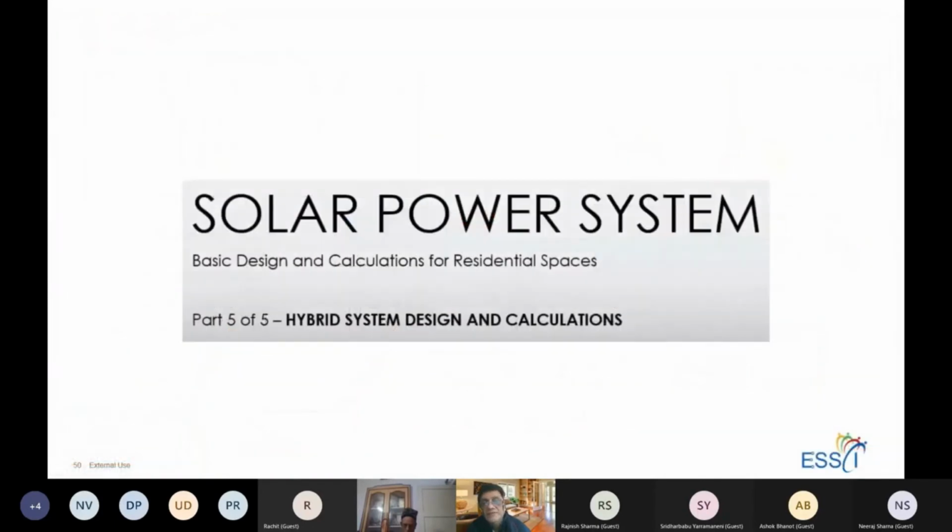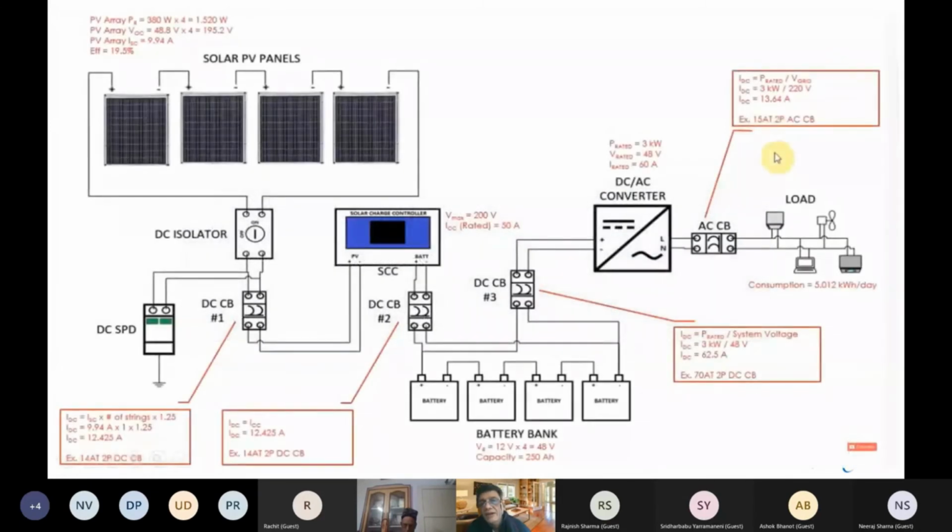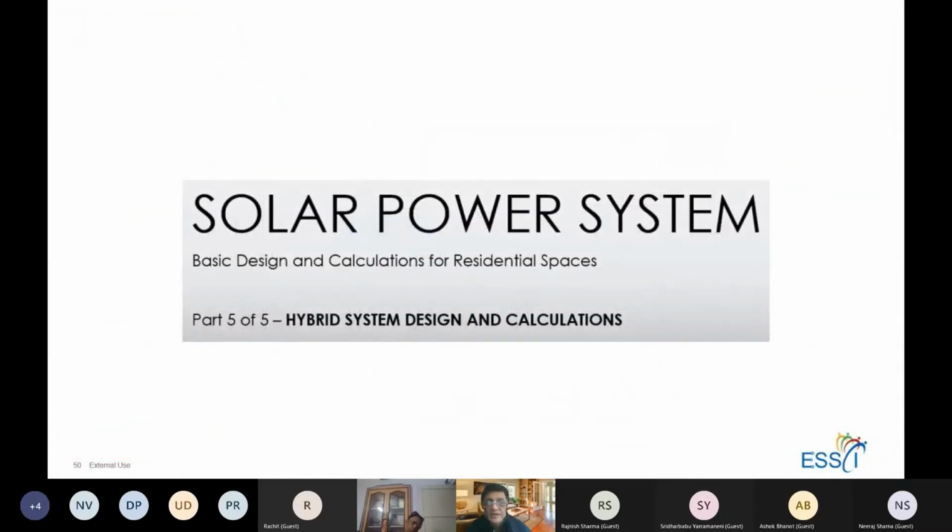We'll come back and look at some of the things that we have not touched. We have not touched the issues of temperature variations and wiring selection, but we'll come back to it separately. And now we are looking at the solar power system.